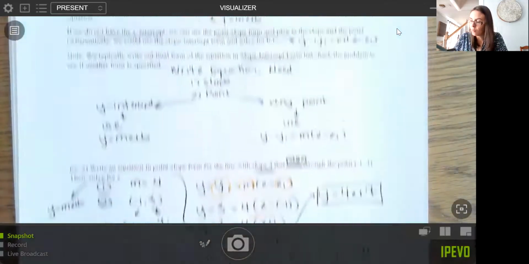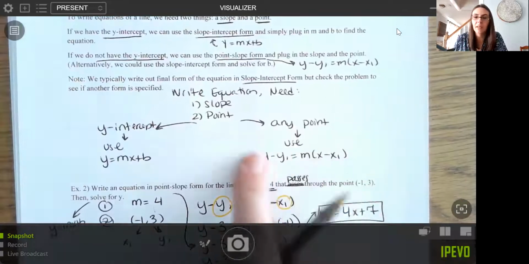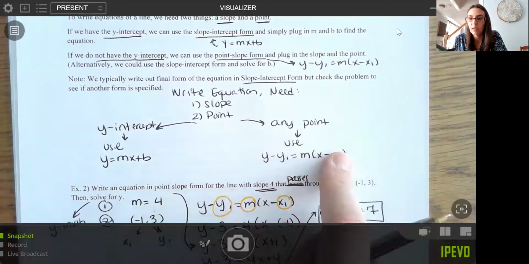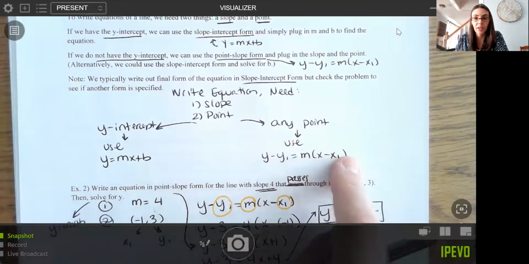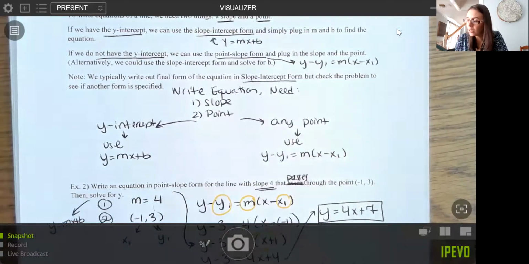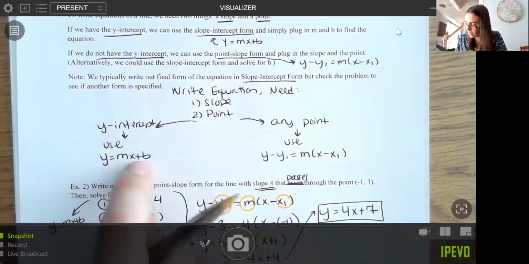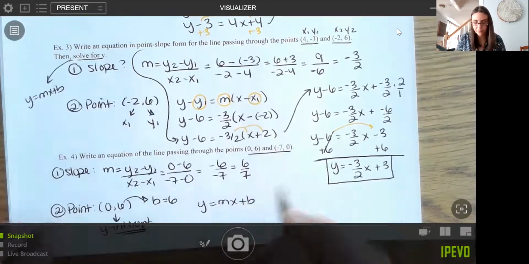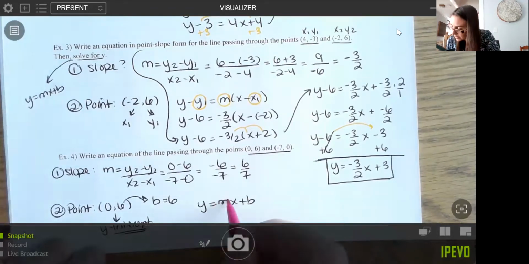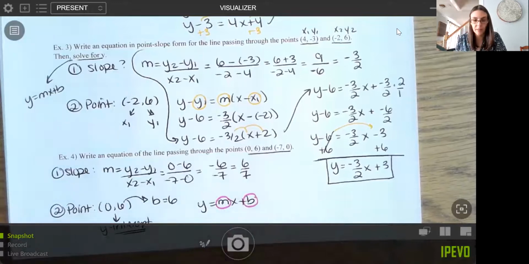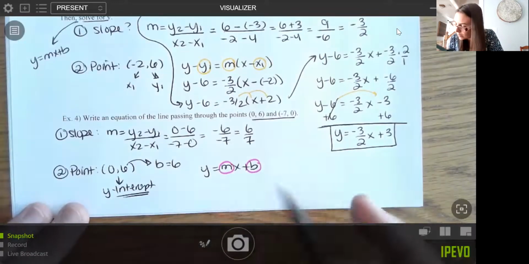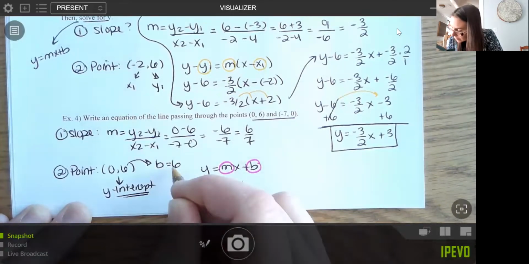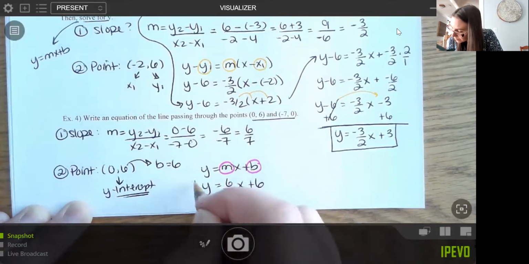So if I have the y-intercept, I don't have to go through all this and simplifying, although you can, it still works. This formula works for any single point. So if you forget, just use this one and you'll get the right answer in the end. But if I know I have the y-intercept, I can jump right to this form here. So I can use y equals mx plus b. And then what I do this time is I plug in for the m and I plug in for the b. So I have y equals 6/7 x. And then my b is 6 plus 6, and I am done.